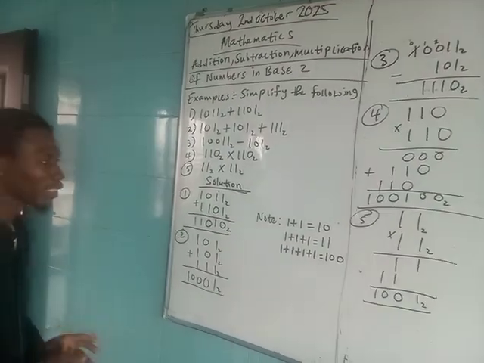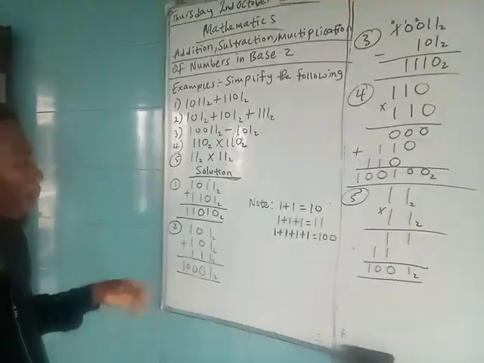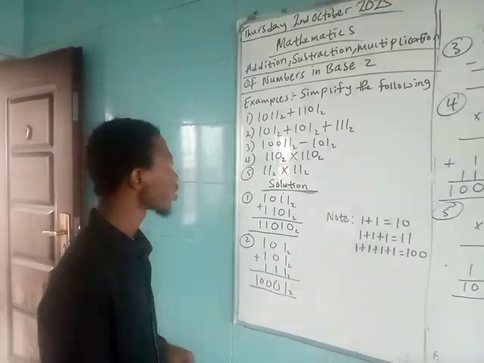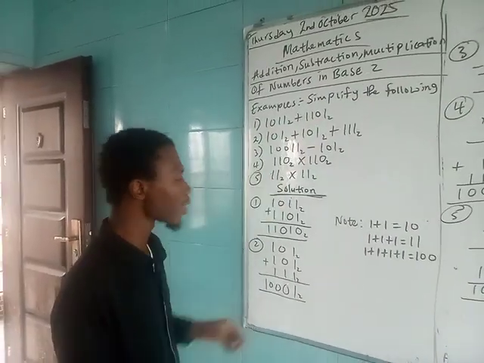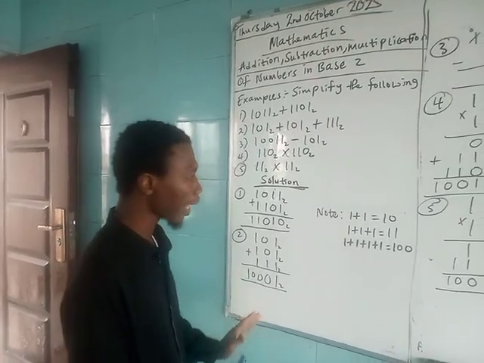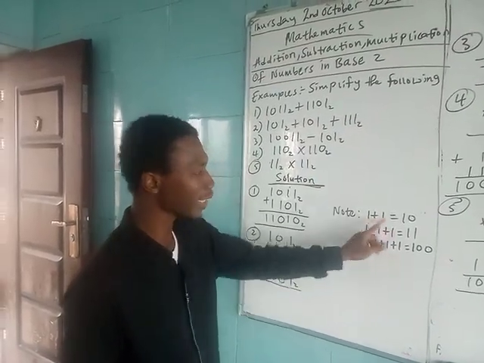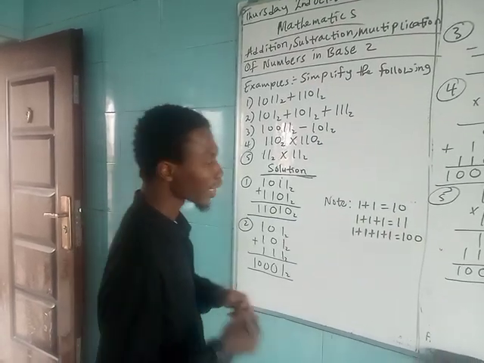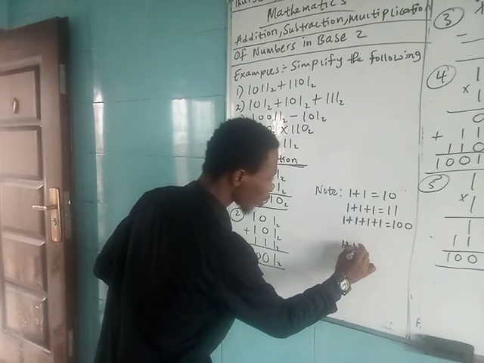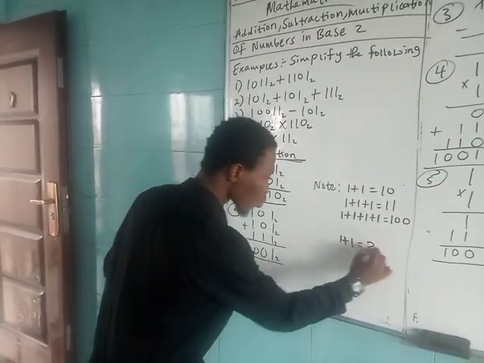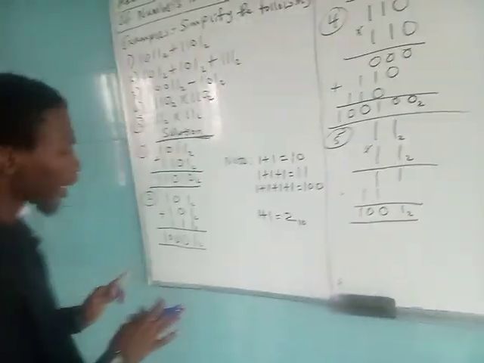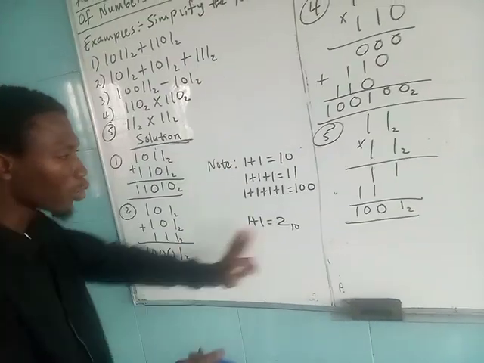We have to take note that when we want to add numbers in base 2, each of the digits is less than 2. If you look at all the digits, they are all less than 2. For easy understanding, in binary, 1 plus 1 we take as 10. And why is it 10? 1 plus 1 in base 10 is 2. Normally in mathematics, 1 plus 1 is 2 in base 10.